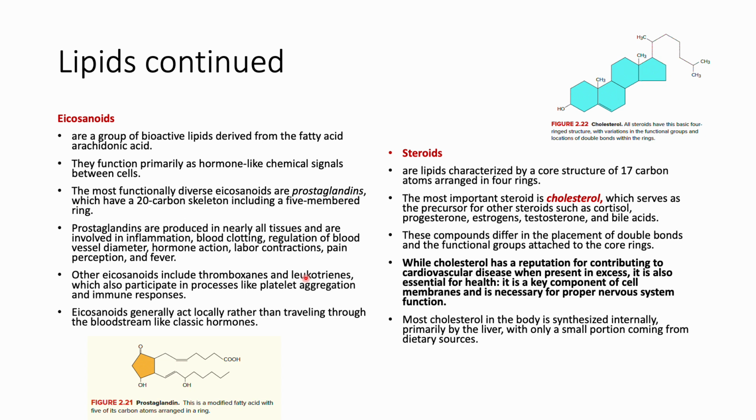And next we have our steroids. Steroids are lipids characterized by a core structure of 17 carbon atoms arranged in 4 rings. You see here 1, 2, 3, 4. And the most important steroid is cholesterol. It serves as a precursor for all of our steroids: steroid hormones like cortisol, progesterone, estrogen, testosterone, and bile acids.